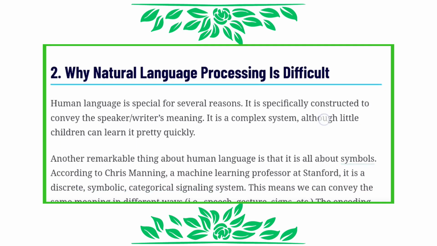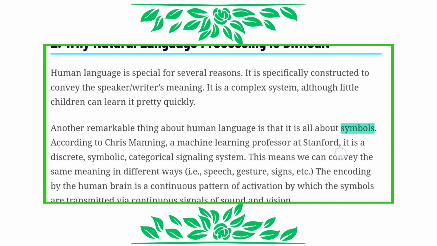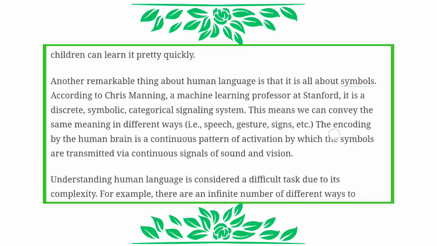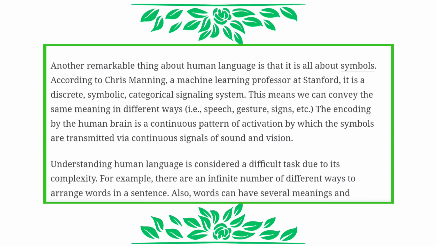Why is natural language processing difficult? Human language is special for several reasons. It is specially constructed to convey the speaker's meaning, which makes it a simple system, although little children can learn it pretty quickly. Another remarkable thing about human language is that it is all about symbols. According to Chris Manning, a machine learning professor at Stanford, it is a discrete, symbolic, categorical signaling system. This means we can convey the same meaning in different ways.